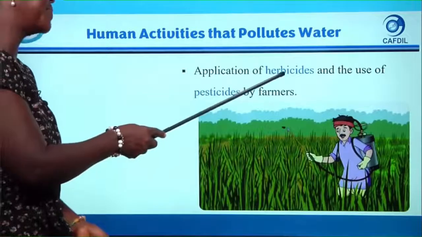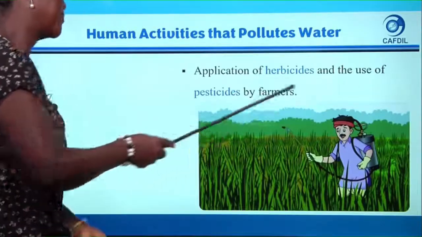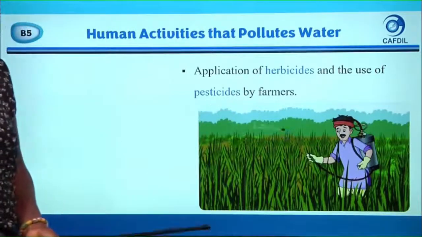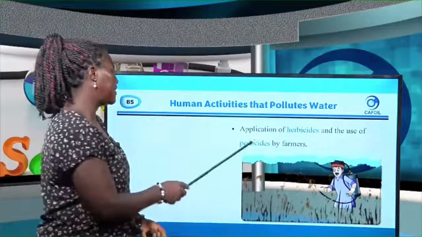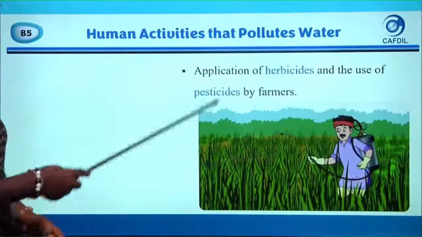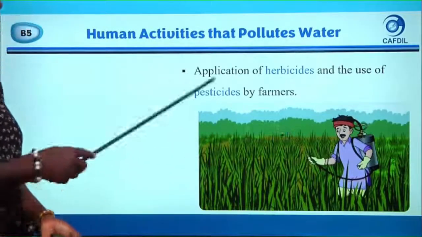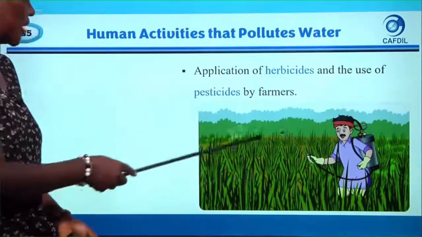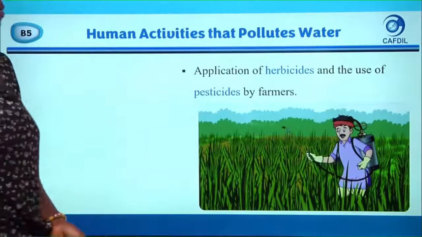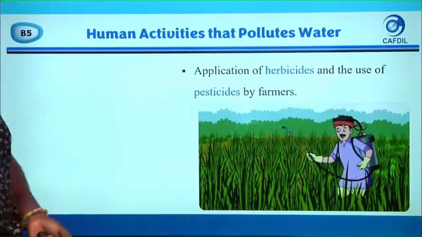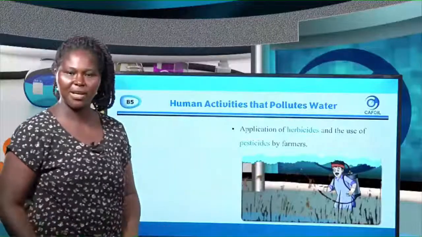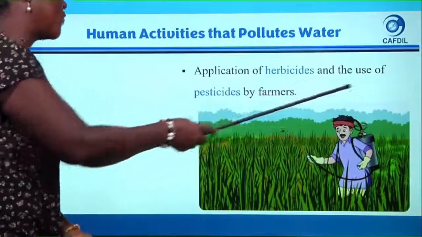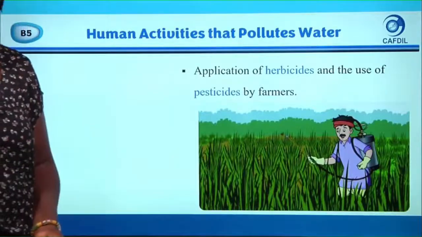Now, application of herbicides and the use of pesticides by farmers. Herbicides, we use to kill the weeds, and pesticides to kill the germs on the plants and the animals that destroy the plant leaves. So when you do this, the chemical will wash away when it rains, and it gets into our water bodies, and the water becomes unsafe for use.